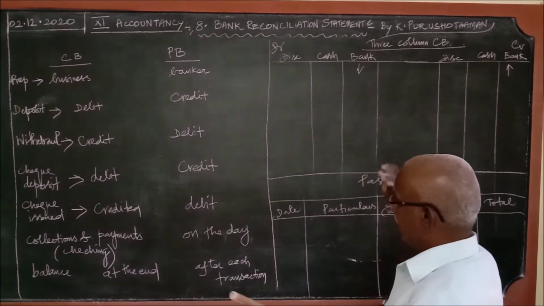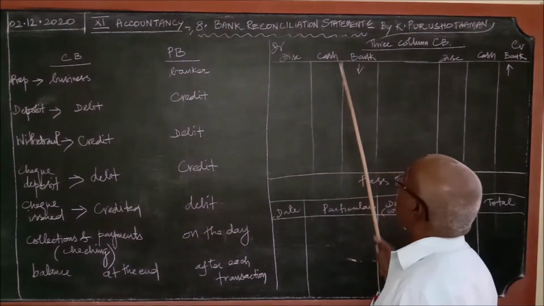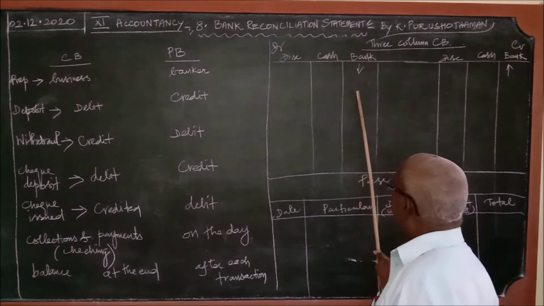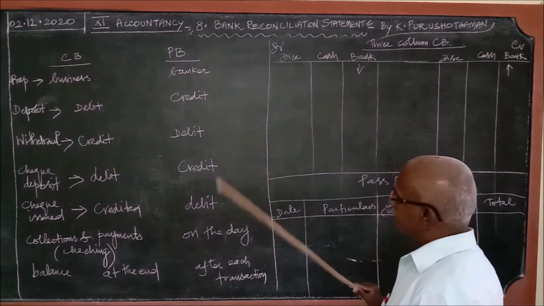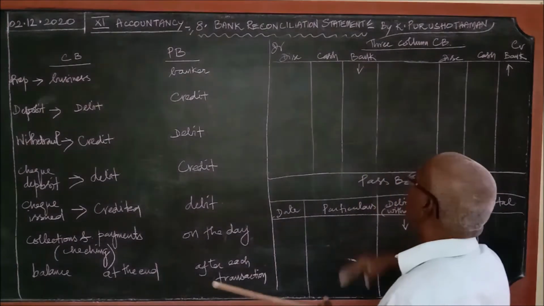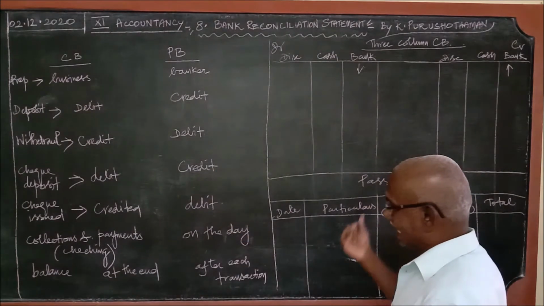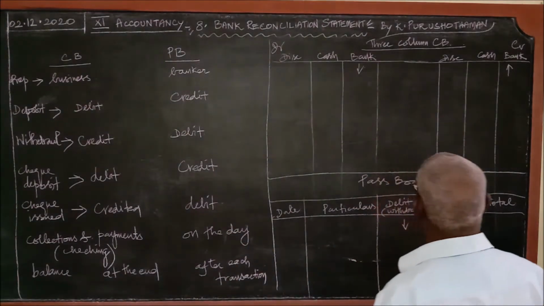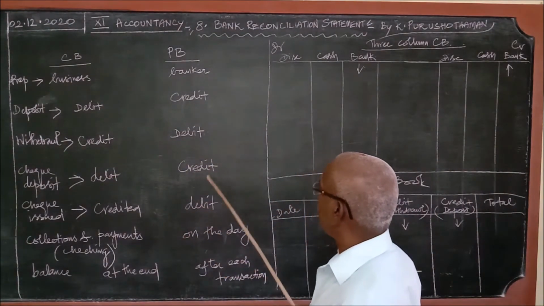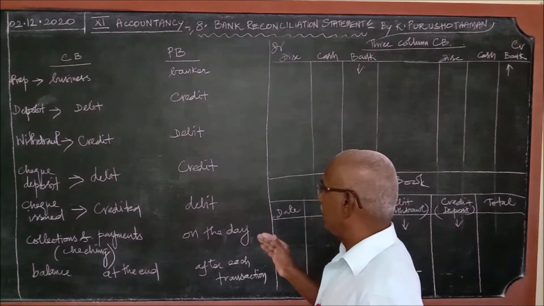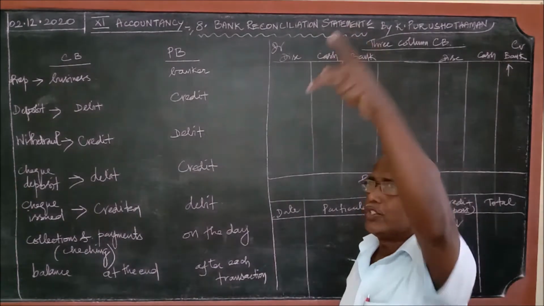When the check is deposited into the bank, the business will pass entries in the 3-column cash book, then send the checks to the bank. What happens in the bank? Once it is collected, it will be credited. That is why it is debit in the cash book and credited in the passbook. The same thing with checks issued. When you issue a check, what happens?